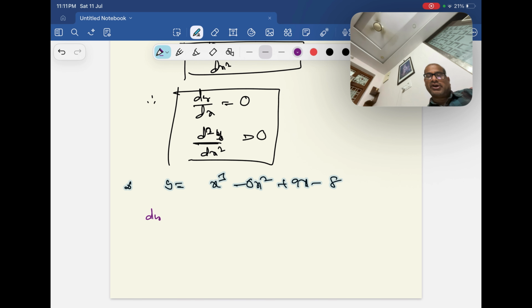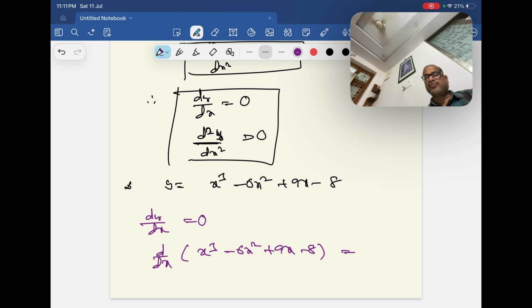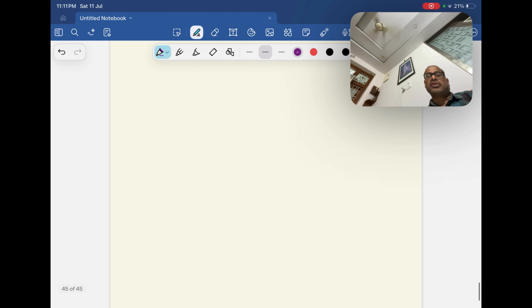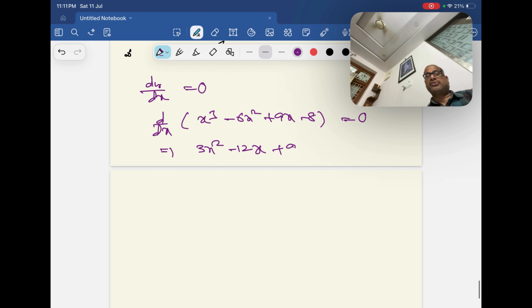So for any function to become maxima or minima, what should you do? First of all, the first derivative is 0. So perform the first derivative: d by dx of x cube minus 6x square plus 9x minus 8, and make it equal to 0. What will you get? d by dx of x cube is 3x square, minus 6 into d by dx of x square, which is 2x. 6 into 2 is 12x, plus 9. The derivative of the constant is 0. Make it equal to 0.